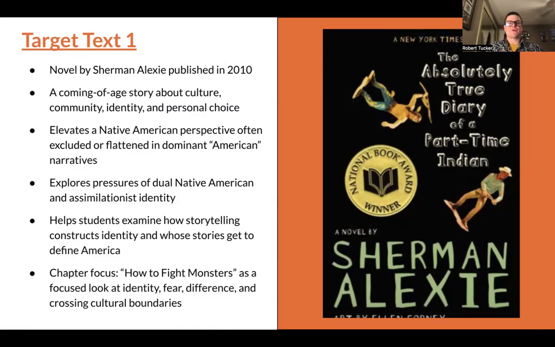There's a lot of exploration around identity, dual identity, the pressures of being both a Native American and assimilating to American culture and society. And I think this story will really do a good job of helping students examine how stories construct identity and then whose stories get to define America. For this assignment specifically, I'd like to focus on the chapter How to Fight Monsters, as I think this single chapter captures many of the larger themes contained within the book in a discrete little package, and it's nice.